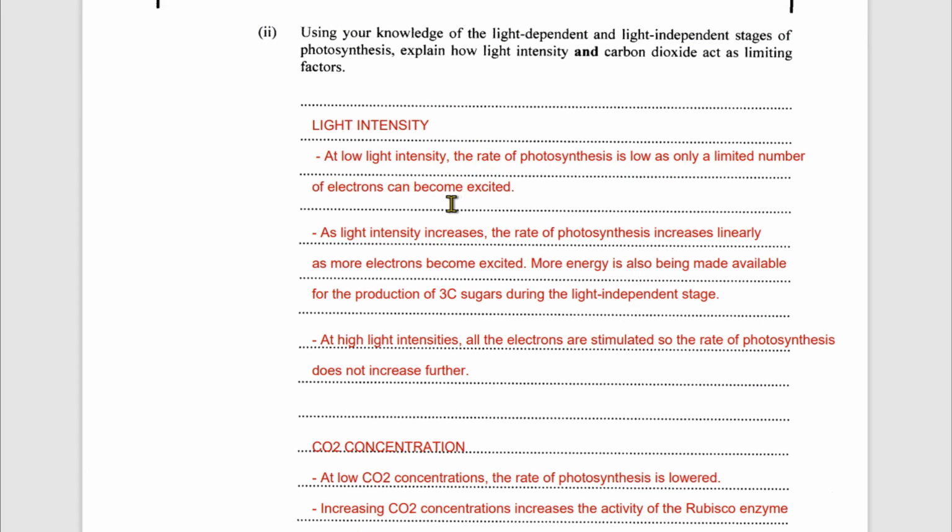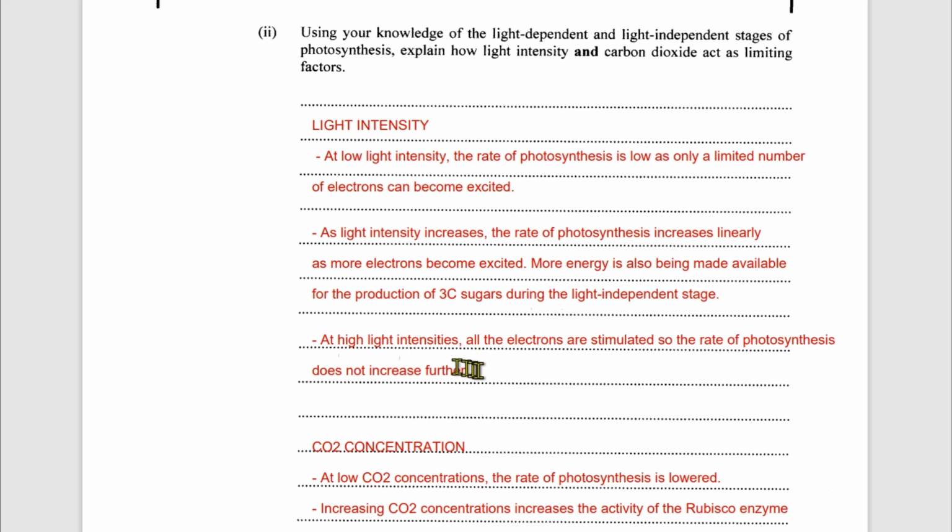So light stimulates those electrons, and think of it as they allow photosynthesis to happen. So if you have more electrons stimulated, more photosynthesis happens, greater the rate. As light intensity increases, the rate of photosynthesis increases linearly as more electrons become excited. More light, more electrons excited. More energy is also being made available for the production of 3-carbon sugars during the light independent stage. This is during the Calvin cycle.